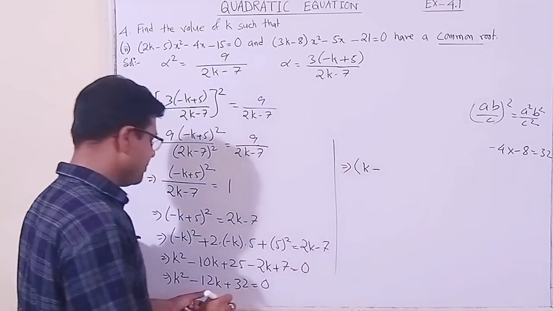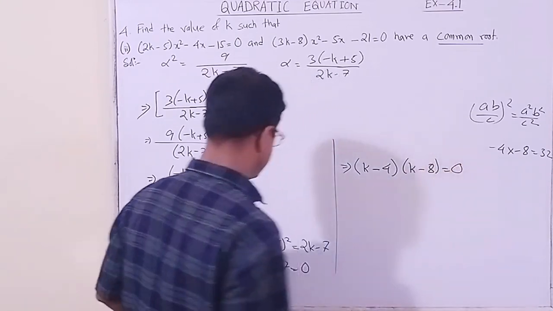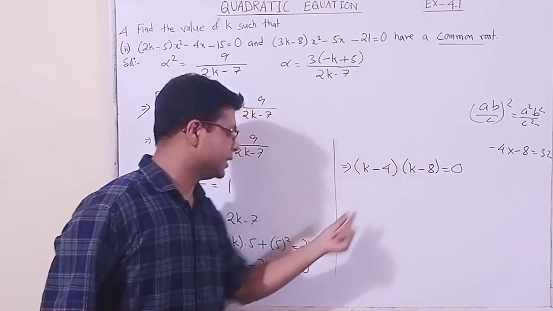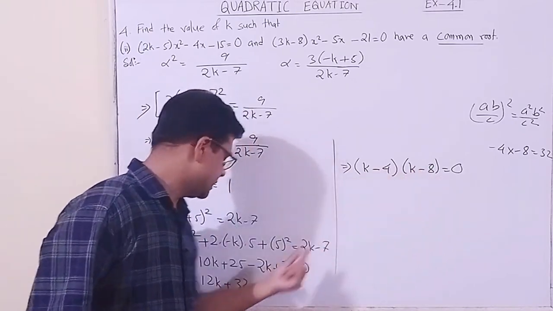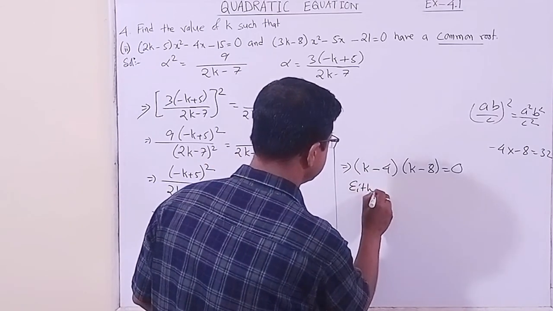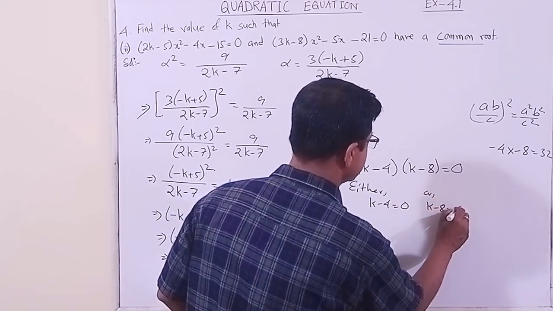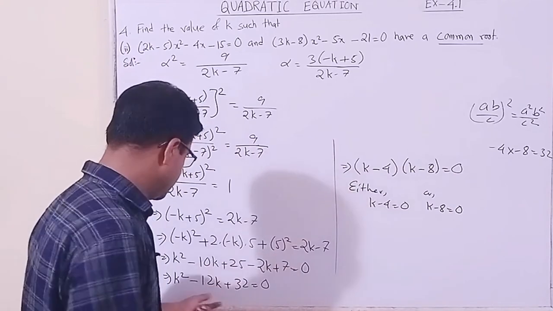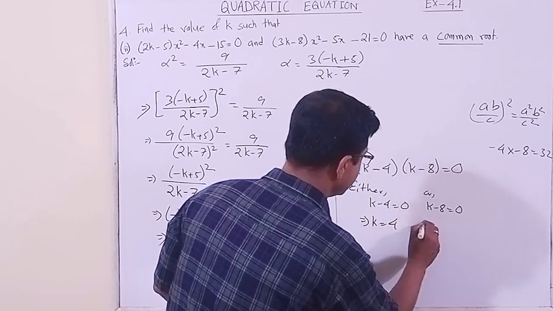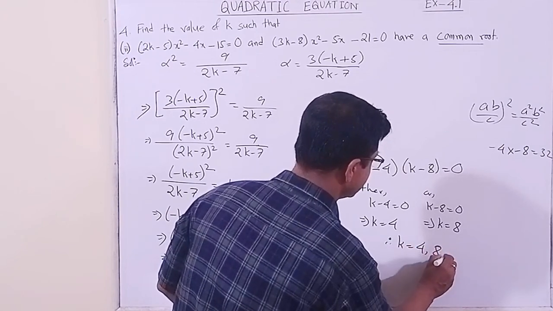What you will get? k minus 4 into k minus 8 is equal to 0. You see minus 4 into minus 8 is 32, and minus 4 minus 8 is minus 12. In this way, please learn this. This is a shortcut method. So either k minus 4 is equal to 0 or k minus 8 is equal to 0. Again I am saying, if you find this hard, do the middle term splitting. You will get this result only. So here k is equal to 4, here k is equal to 8. Therefore, the answer is k equal to 4 or 8. Alright.